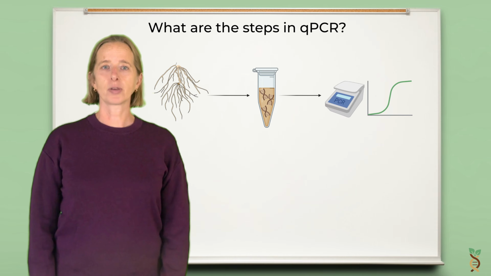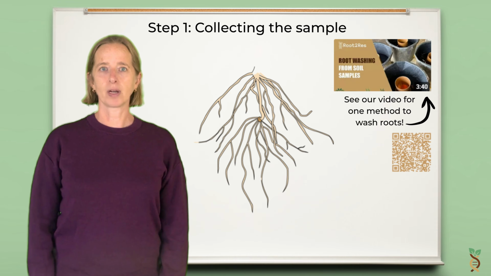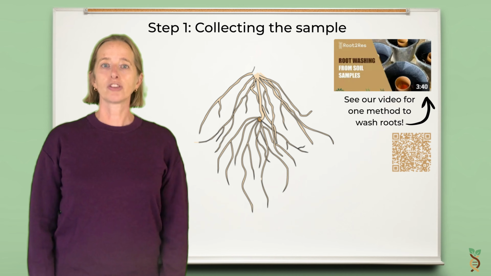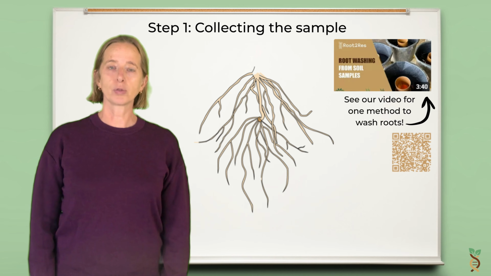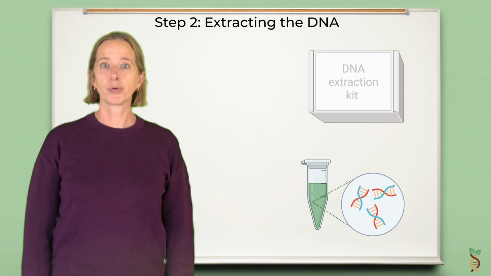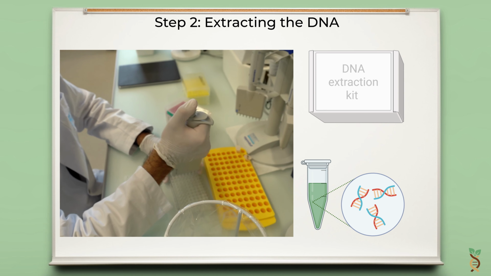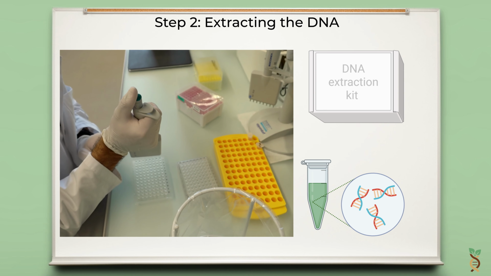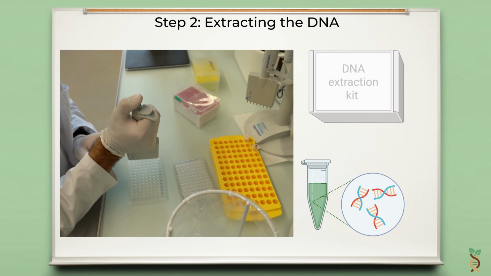There are 6 steps in the qPCR process. Step 1. Collecting the sample. Just like a COVID swab, we start with a bit of root or soil. Step 2. Extracting the DNA. The genetic material of all the organisms is pulled out of the sample.